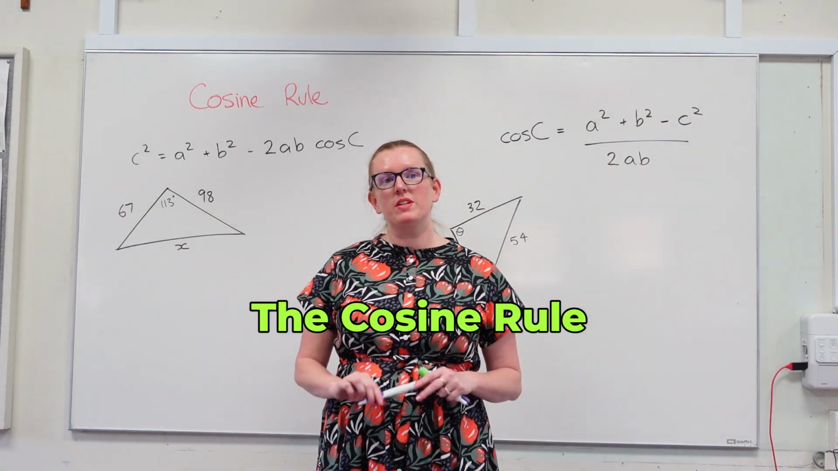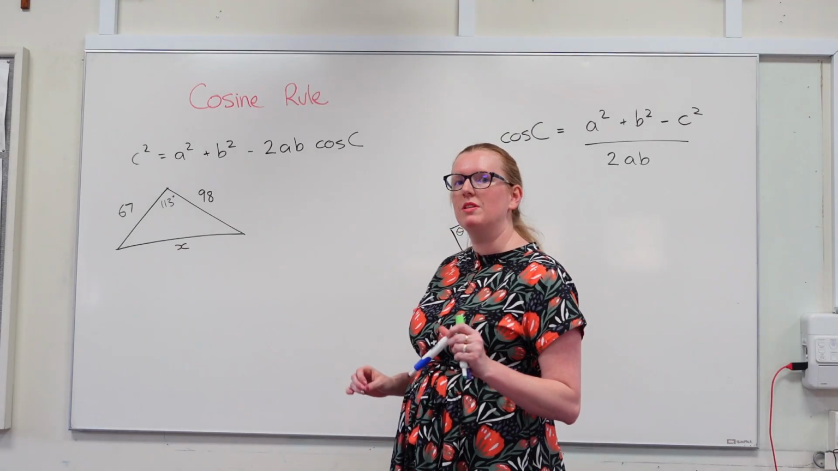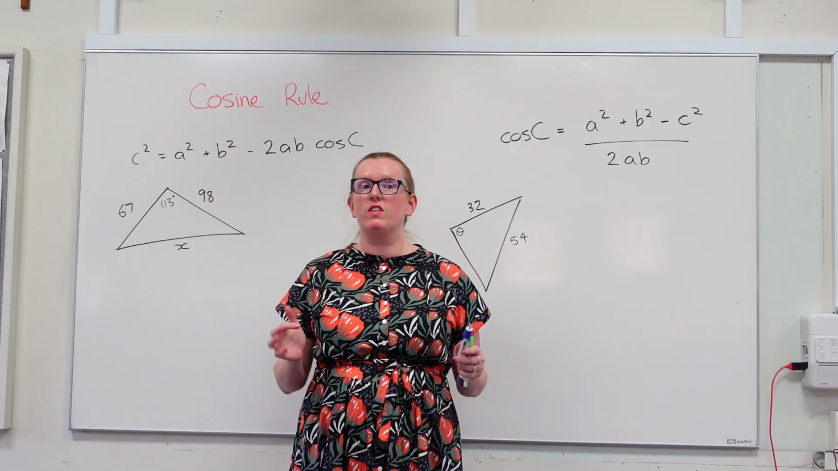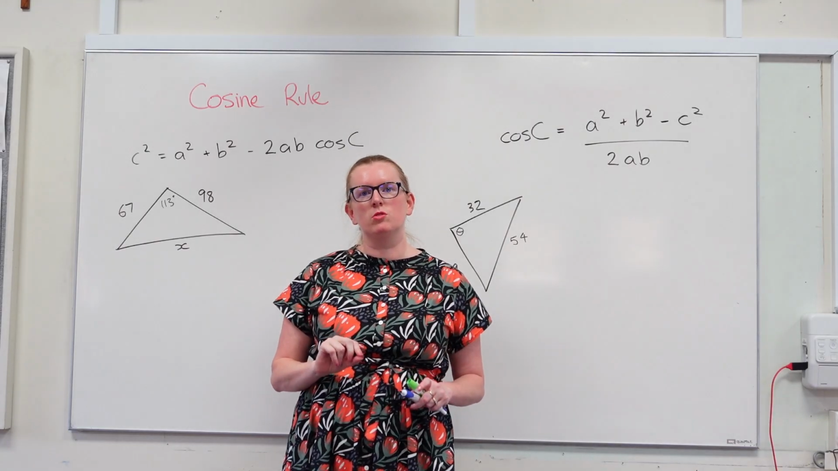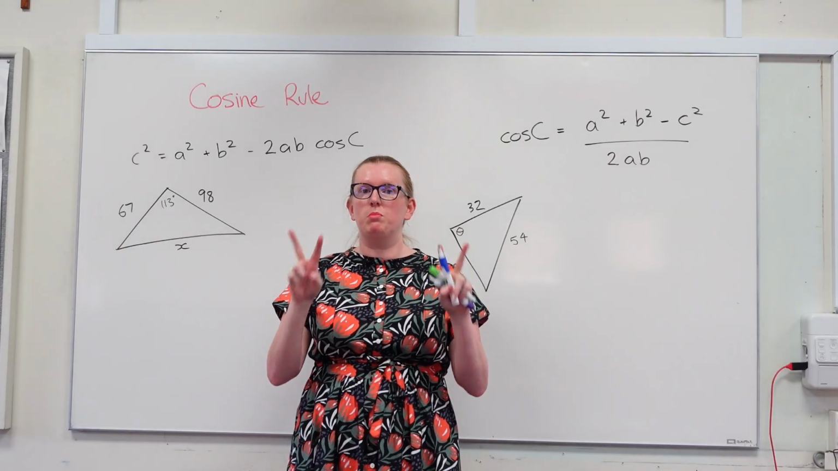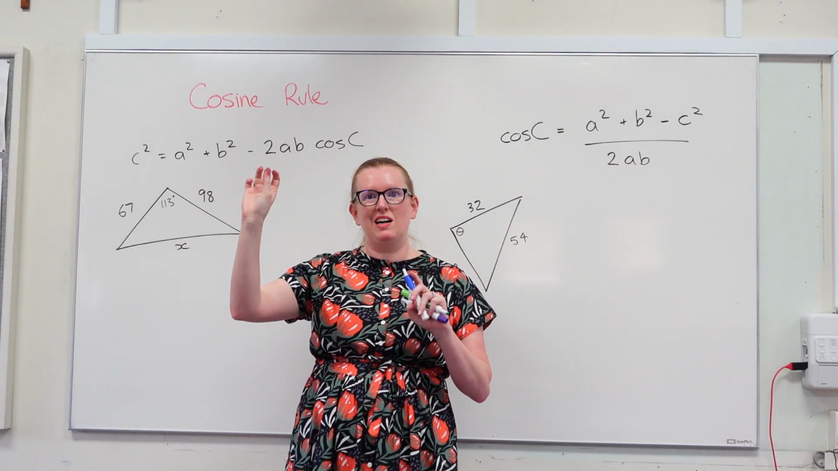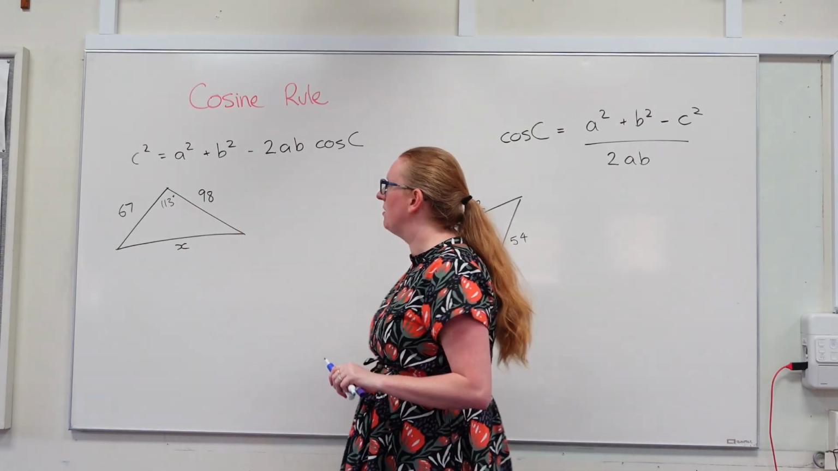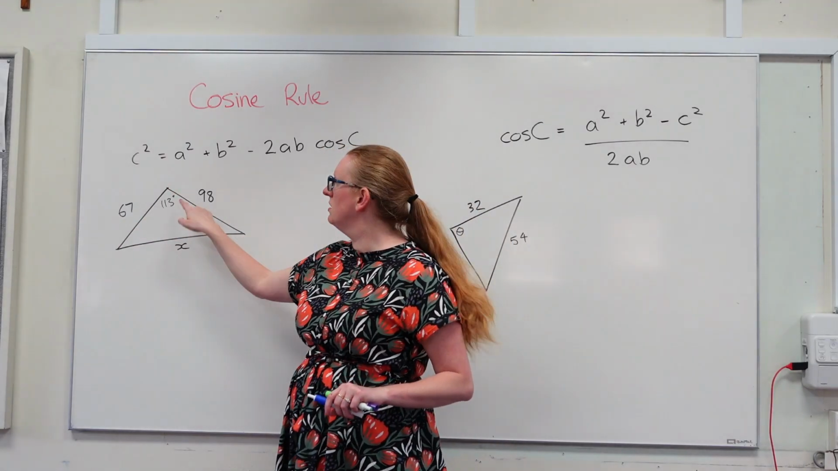Everyone. Today we're going to look at the cosine rule. The cosine rule and the sine rule are similar in the sense that we use them for non-right angled triangles, but the key difference is that the sine rule needs two matching pairs of angle with the opposite side and another angle with the opposite side. Cosine rule, however, uses three sides and one angle.